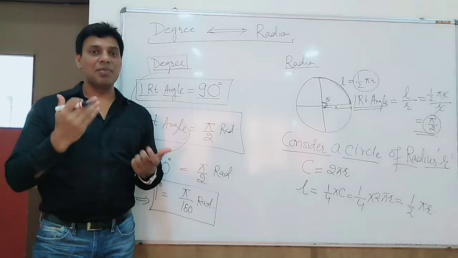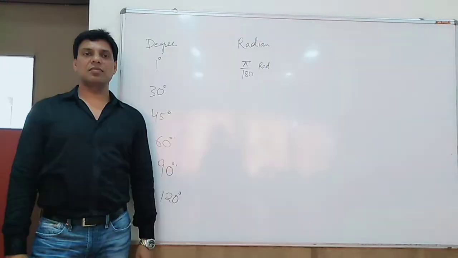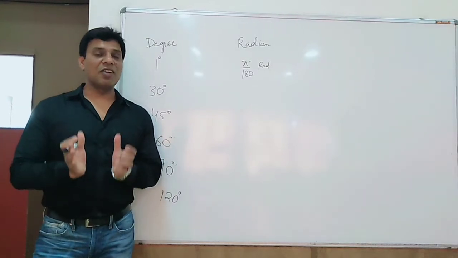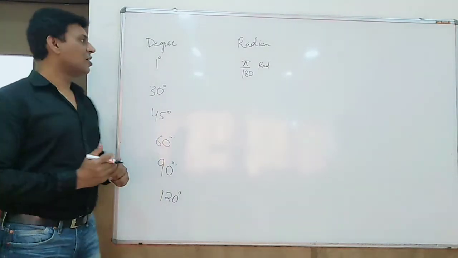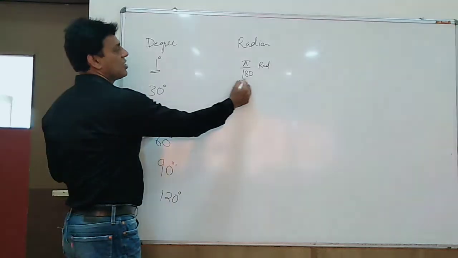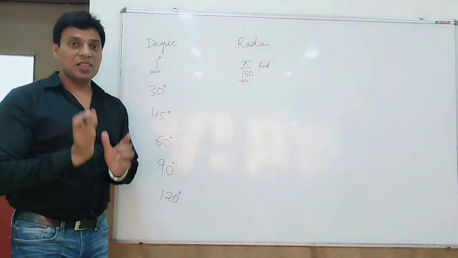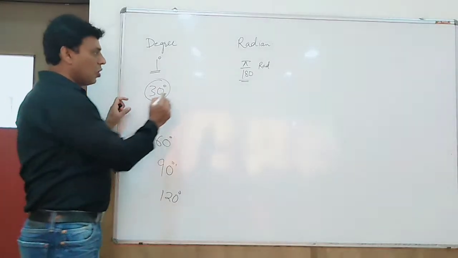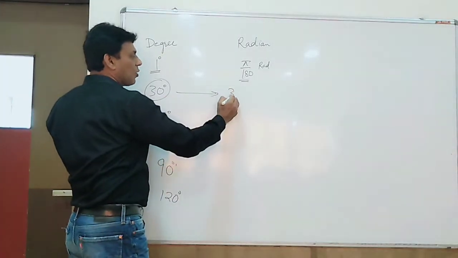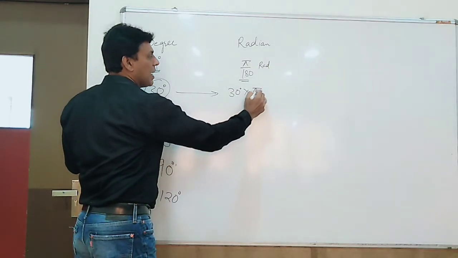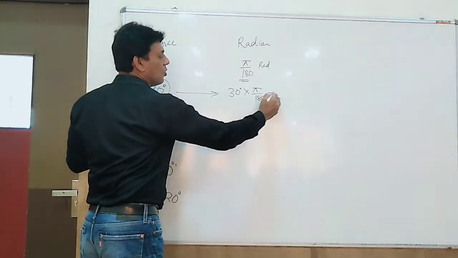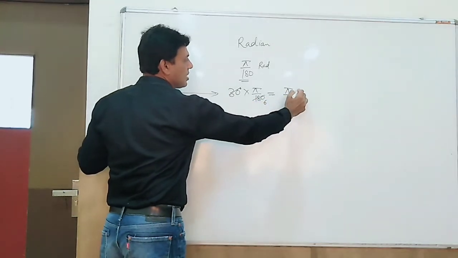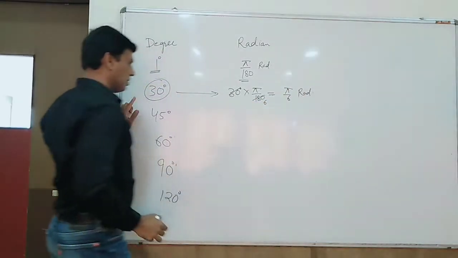To understand more, keep watching. I will do some illustrations. In some questions we will understand how to convert degree into radian. The basic formula, 1 degree is equal to pi upon 180 radian. This formula we have already proved. Now suppose 30 degree, we will convert into radian. 30 degree into pi upon 180. After calculation, 6 times, so pi by 6 radian.